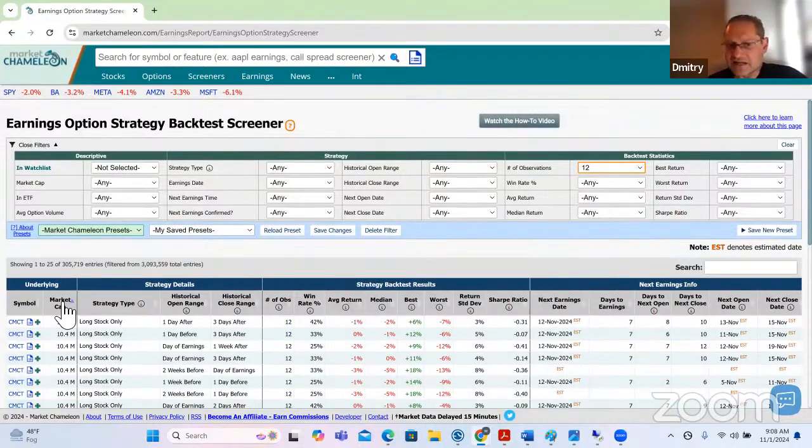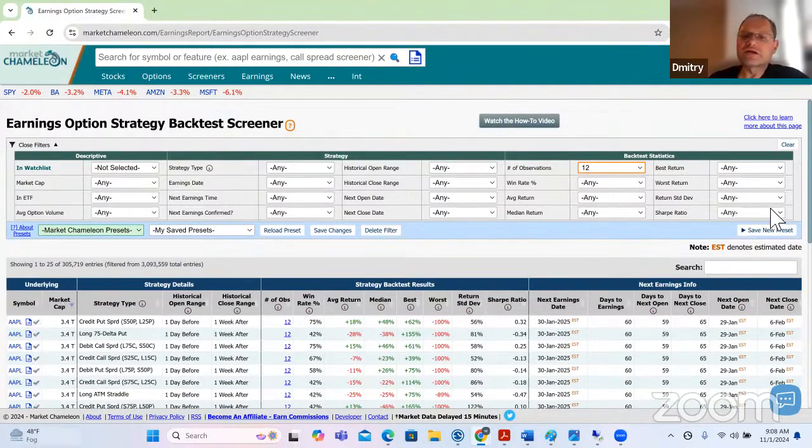So the next column is market cap. You can see when I click on it, all the rows resorted from high to low based on the data in there.